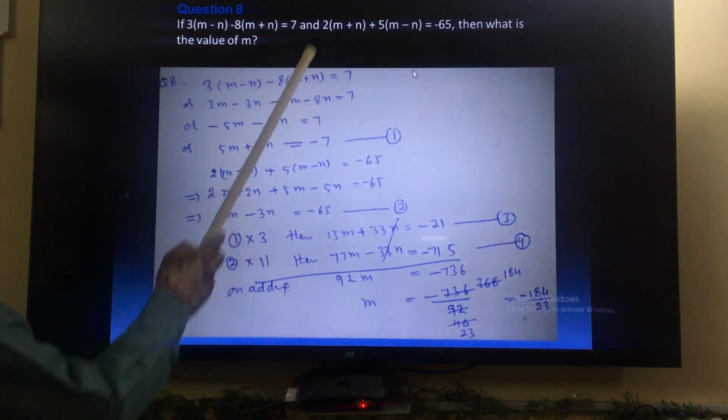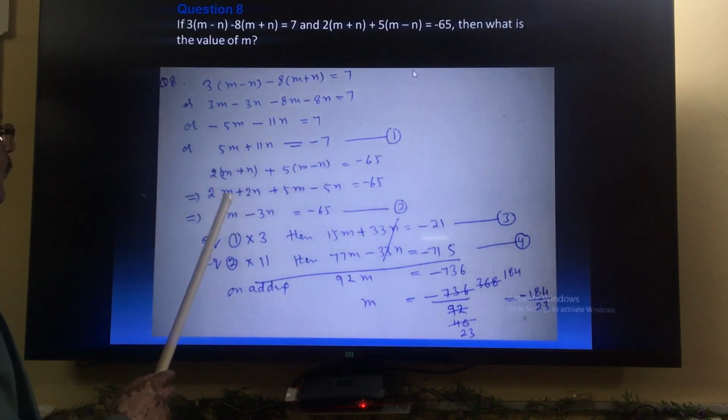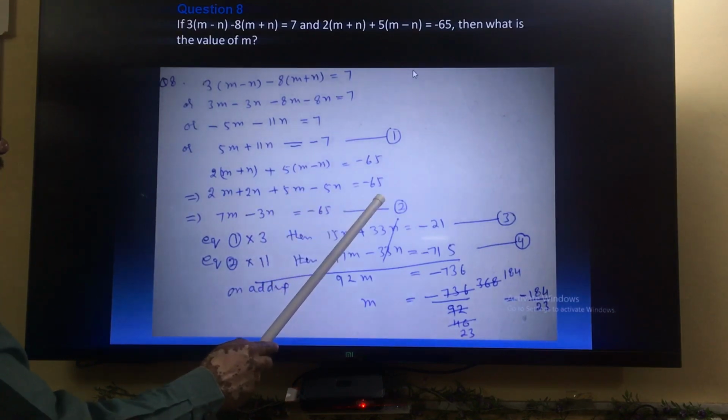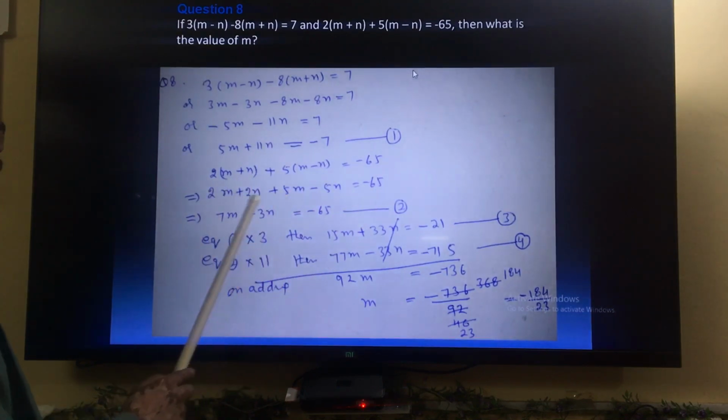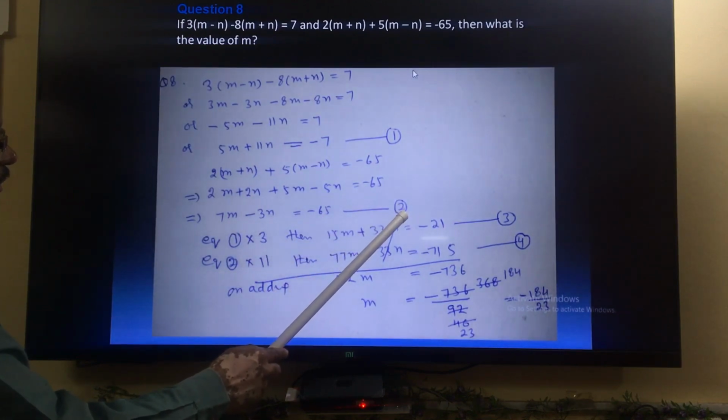Similarly, we will copy the second equation and simplify this. So you will get 2m plus 2n plus 5m minus 5n is equal to minus 65. Collect the like terms, so 7m minus 3n is equal to minus 65. This is our second equation.